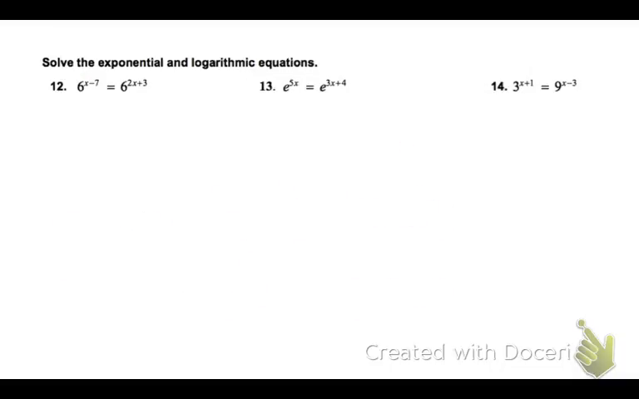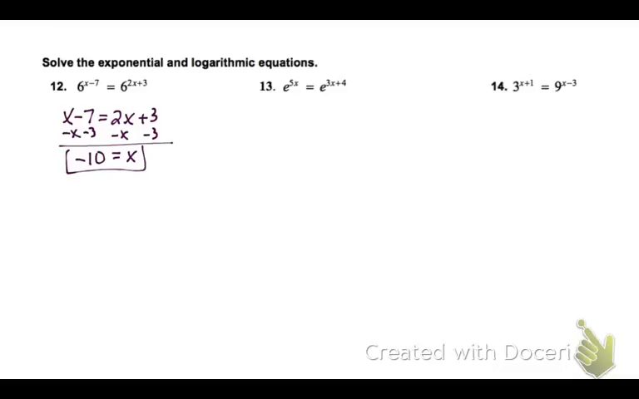Okay, so now we're going to solve exponential equations. With this first problem, notice we have common bases, both base 6. We can just set our exponents equal and solve now. So I'm going to subtract x over and subtract 3 over. I get negative 10 equals x.